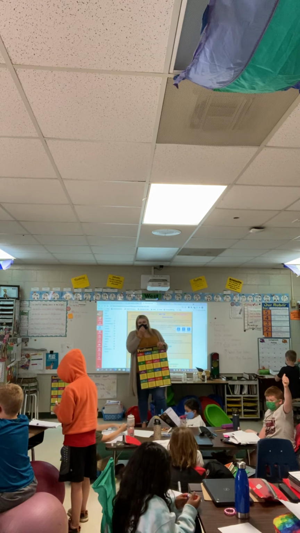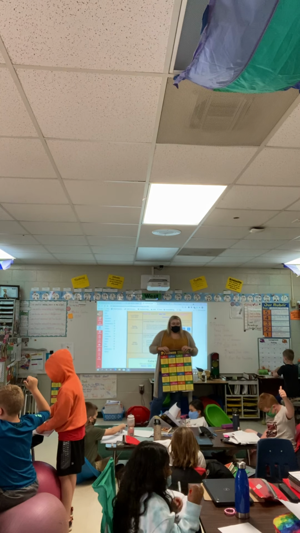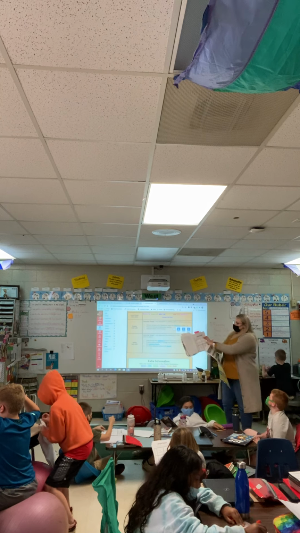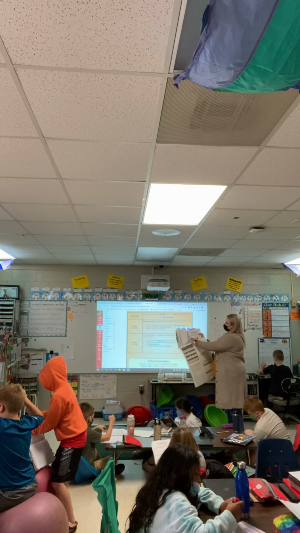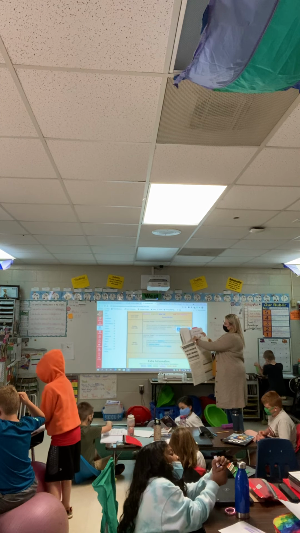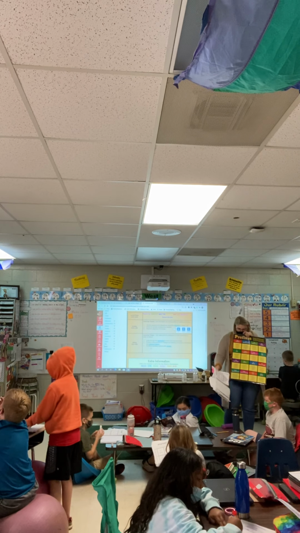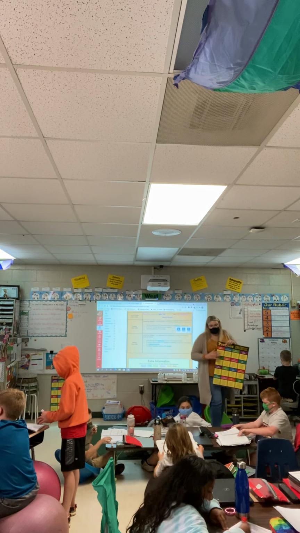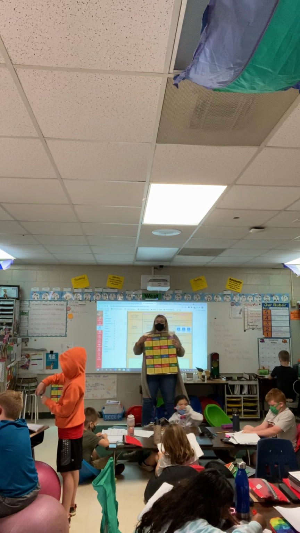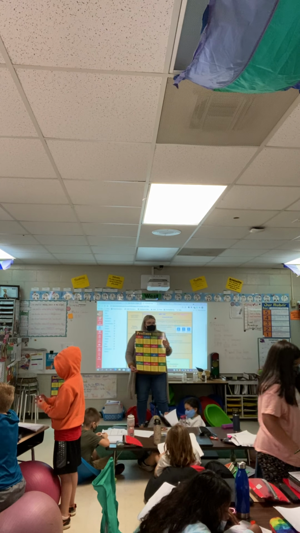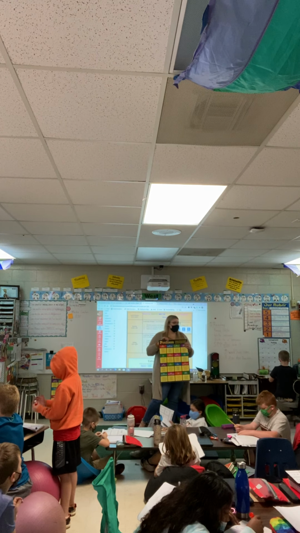So Ethan and the other ones that have finished, I want you to write on your paper. So re, you can write an example of a word using re on the top and on the bottom. So 2 examples for each prefix. So you can either use the words on my chart, or you can use some words that you already know that have prefixes in them.